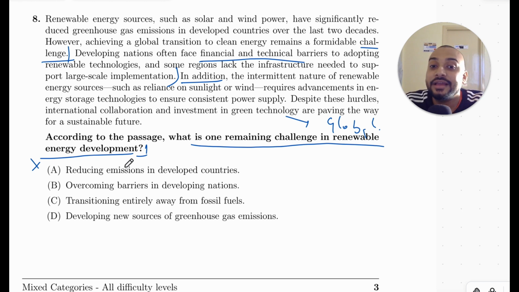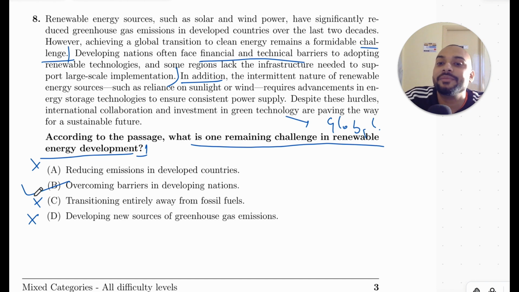Now, what is the one remaining challenge in the renewable energy development? Okay, so overcoming barriers in developing nations. That is correct. Yep. Transitioning entirely away from fossil fuels. Fossil fuels are not mentioned, I think. Yeah, achieving a global transition to clean energy remains a formidable challenge. Had they written that transitioning entirely away on a global level, this option would have been correct, but no mention of fossil fuels anywhere. Developing new sources of greenhouse gas emissions. Why would they develop new sources of greenhouse gas emissions? They should rather stop. So opposite to the idea mentioned by the passage.